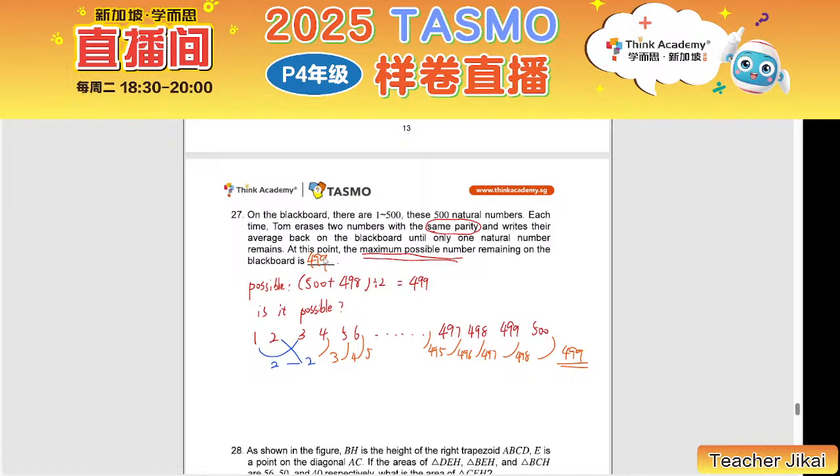You can just think what is the possible largest value for it, and then you can just examine, oh, this is correct, right? We can make something like this. So then you can know the answer.